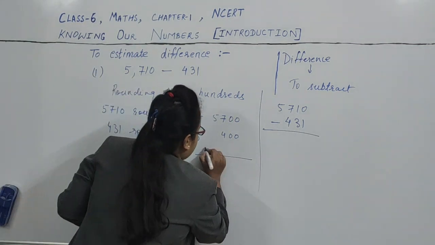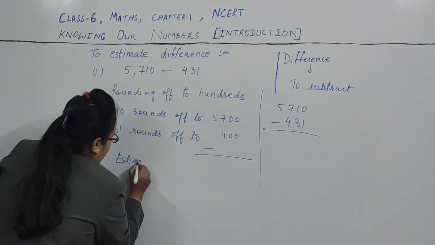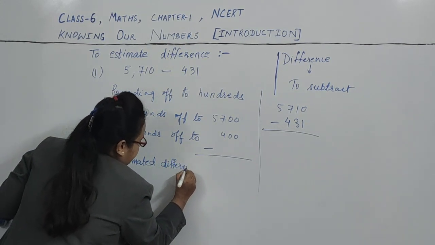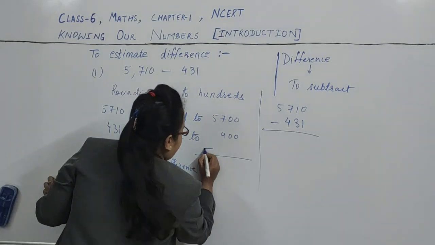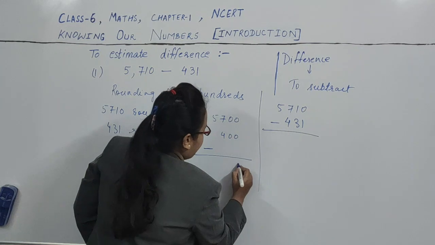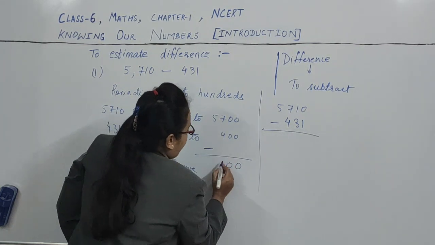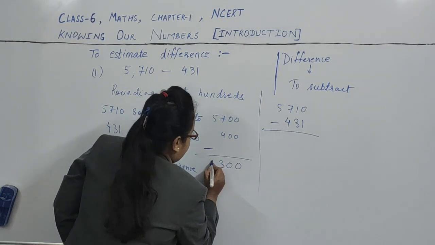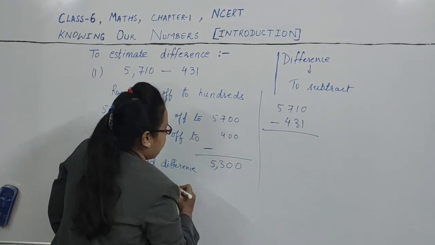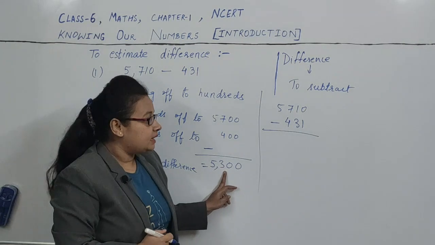Now let us find the estimated difference. What will be the estimated difference? Difference means to subtract. So we will subtract these two. 0 minus 0 is 0. 0 minus 0 is 0. 7 minus 4 is 3, and 5. There is no number, so it will be as it is, 5. So the estimated difference is equal to 5,300.